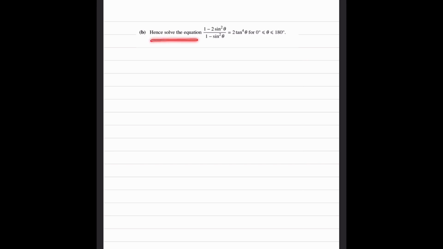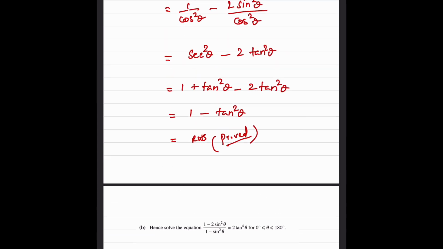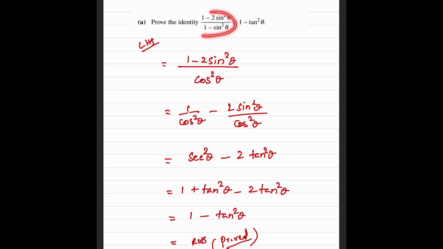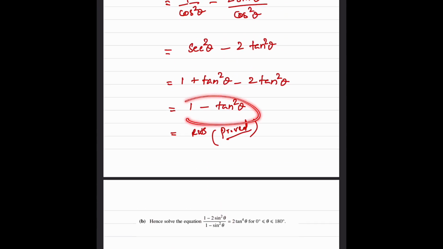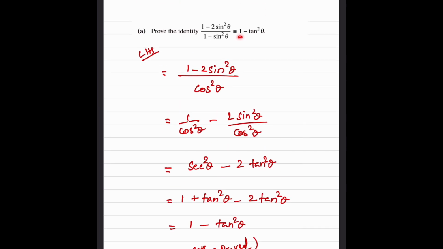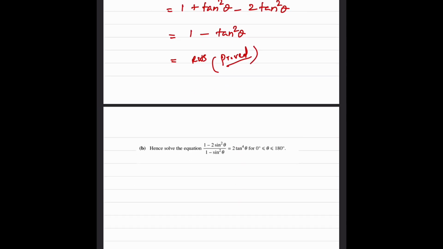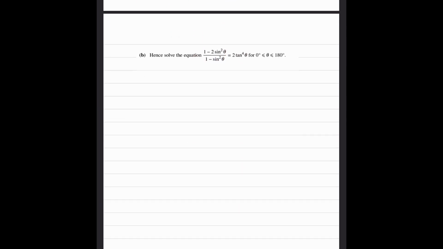Hence, solve the equation. The given equation is here, for the domain ranging between 0 and 180 inclusive. As we see the word "hence" here, we need to take the previous part to solve this. So the same equation is given here. The left hand side of the equation is the same as that of this one, so we can use this answer. It means we can use this part to replace this and solve this equation.